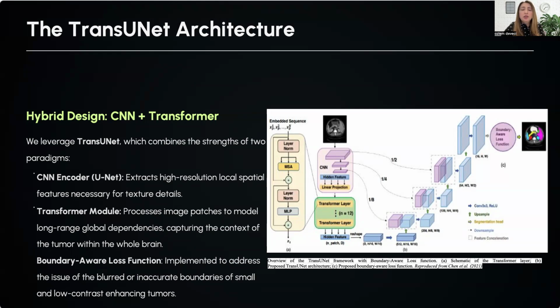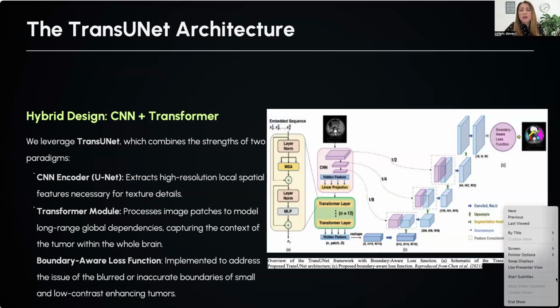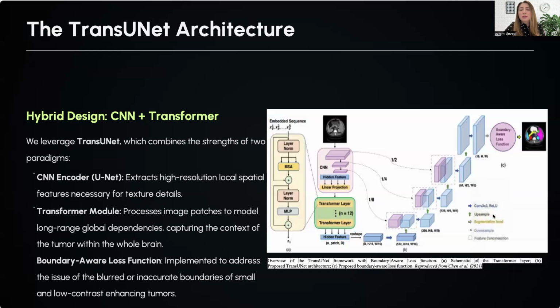In the middle of the picture, shown as B, I integrated the transformer module. Unlike CNNs, transformers use self-attention to model long-range dependencies. This allows the network to understand the global context, essentially understanding where the tumor is relative to the entire brain structure.